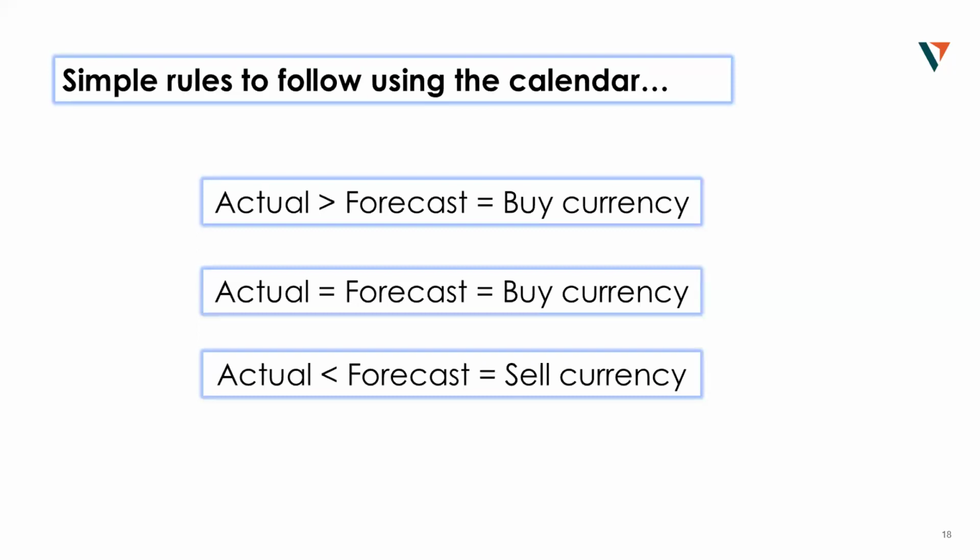When actual is equal to forecast, that is still a buy, but not all the time. In many cases it is, especially when the forecast is higher than the previous. When the forecast is higher than the previous, and actual comes out equal to forecast, that currency is going to buy. But if forecast is less than previous and the actual matches the forecast, that doesn't mean it's going to buy. It might sell. But if forecast is higher than the previous and actual matches that forecast, it is going to be a buy.